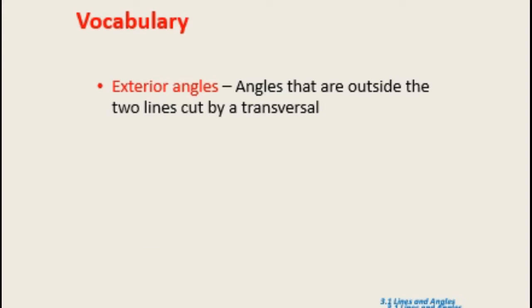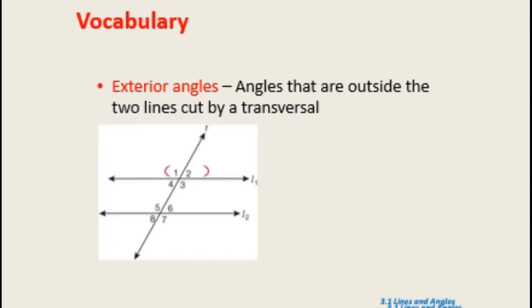Next are the exterior angles, angles that are outside the two lines cut by a transversal. From the word outside, so here is the illustration. So the exterior angles are angle 1, angle 2, angle 7, and angle 8. So those are the exterior angles.